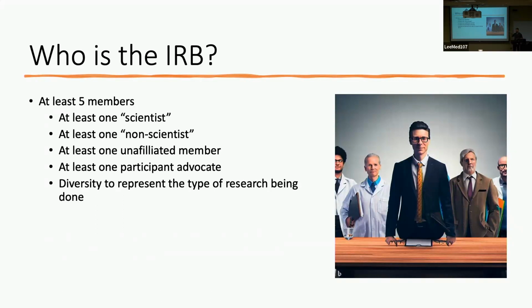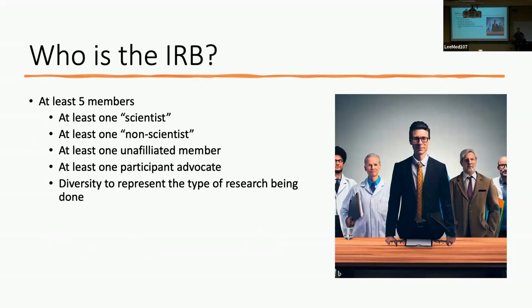At this point, I'll mention that all of the pictures that I'm using in this lecture were all generated by AI. I thought it'd be kind of fun to do. And this is what you get when you have your AI image generator create you a picture of a board that has a scientist, non-scientist, unaffiliated member, and a patient advocate or participant advocate. And it does a pretty good job. It's interesting. So all of the pictures here are generated through AI.